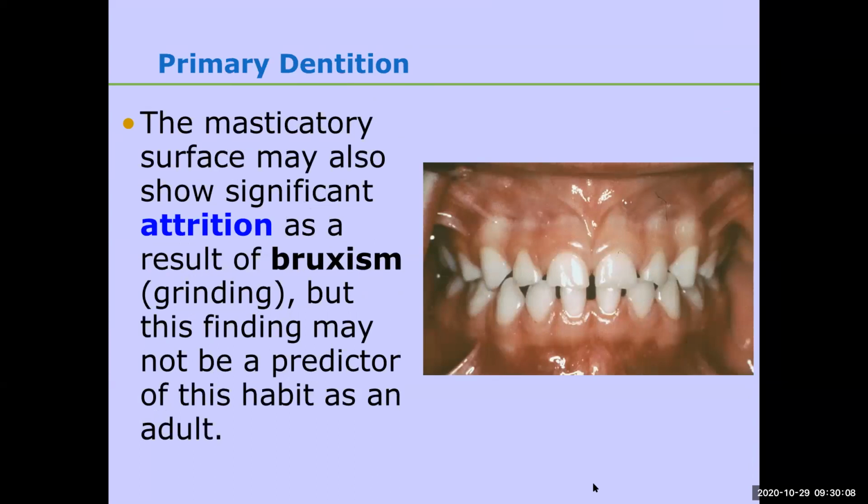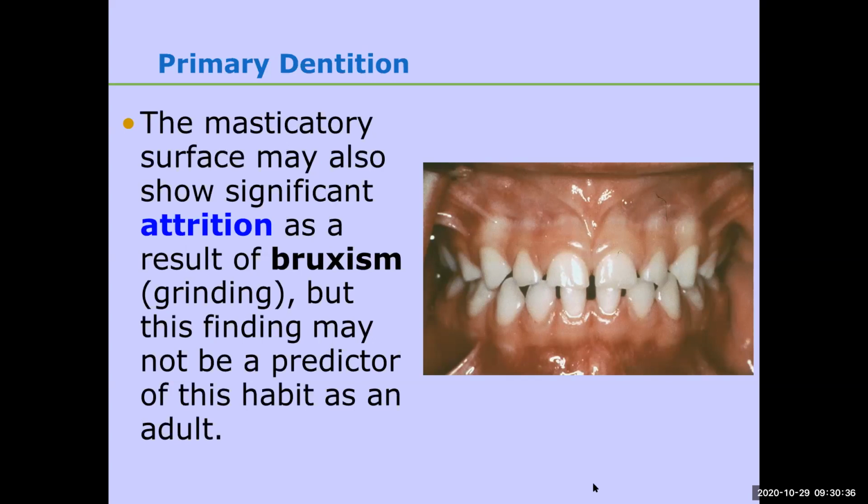The masticatory surfaces, the teeth that join other teeth, may show significant attrition as a result of bruxism or grinding. Kids grind their teeth. Almost all kids, you're going to hear it. And it is really bone crunching if you've never experienced it. It will wake a parent up and take them into their room to find out what in the world is going on.